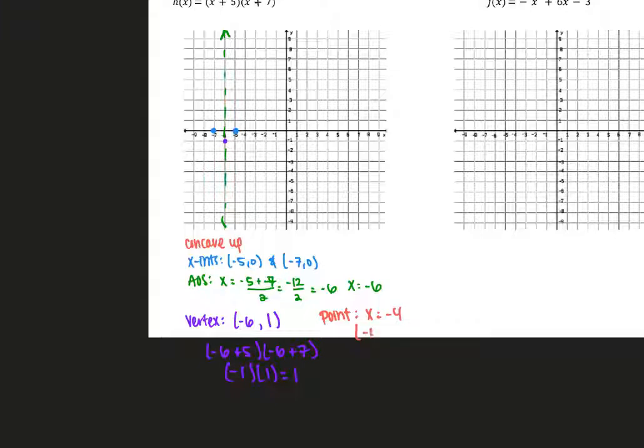So my coordinate is going to be negative 4, comma, and then we're going to plug it in just like we did for the vertex. So it's going to be negative 4 plus 5 and negative 4 plus 7. So negative 4 plus 5 is 1, and negative 4 plus 7 is 3, and 1 times 3 would give me 3. So my point is going to be (-4, 3). And once we have that point, we can actually reflect it over to get its symmetric point, which is going to be right here, and the coordinates of that is (-8, 3).